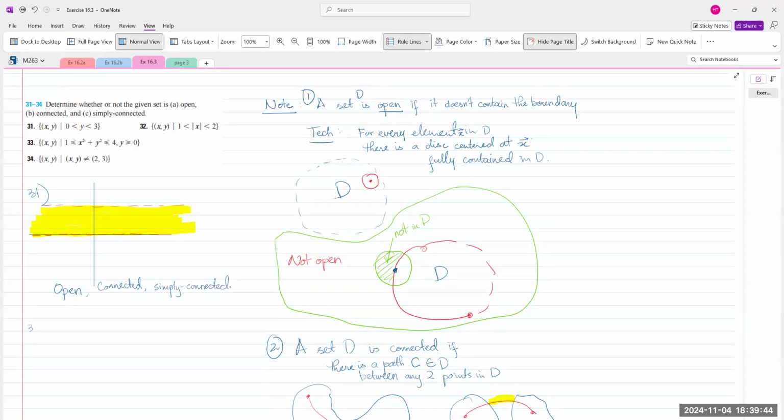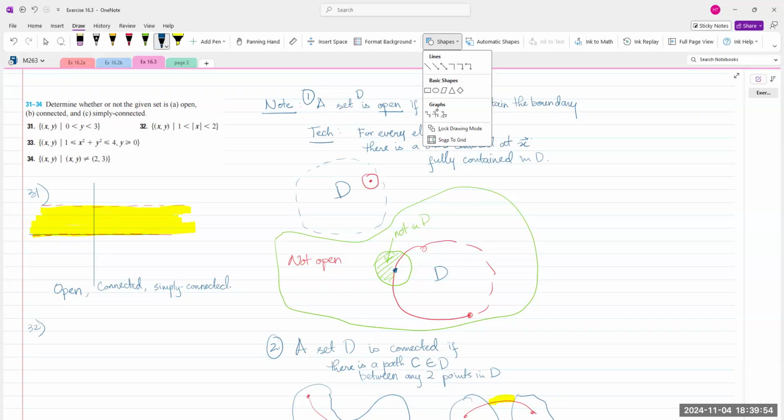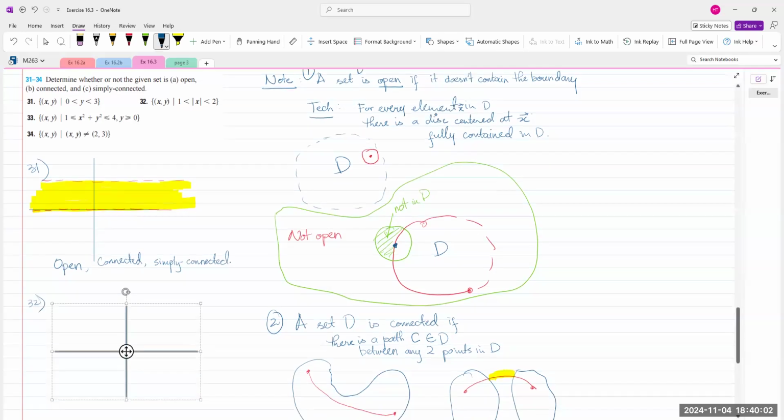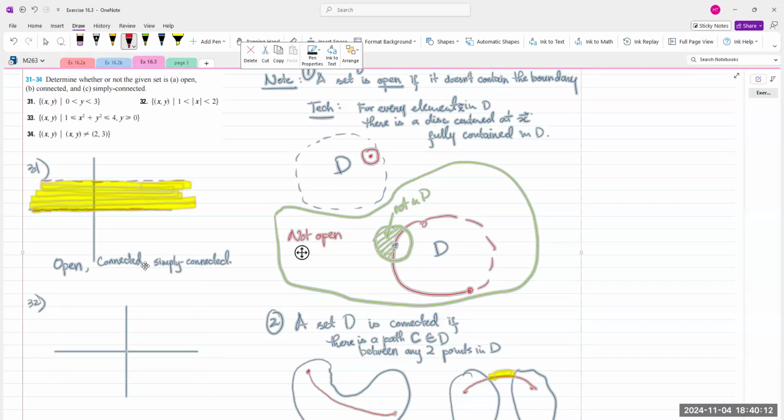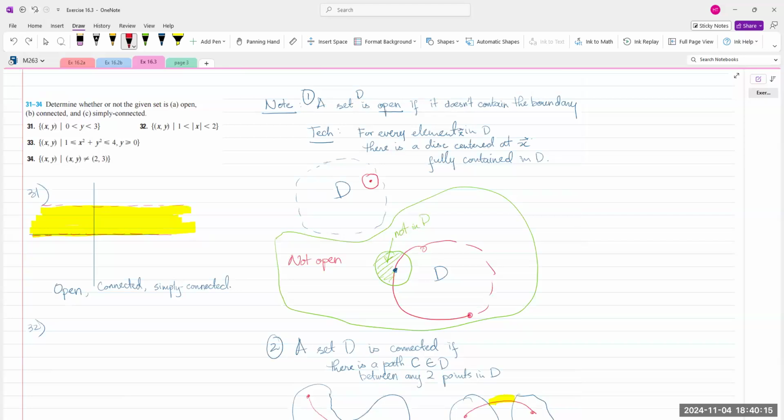Okay, number 32. You have the coordinate xy, where absolute of x between 1 and 2. Oh, okay. So it is between 1 and 2. The absolute. Oops, what am I doing? What did I do? Sorry. I already have that. I want it.